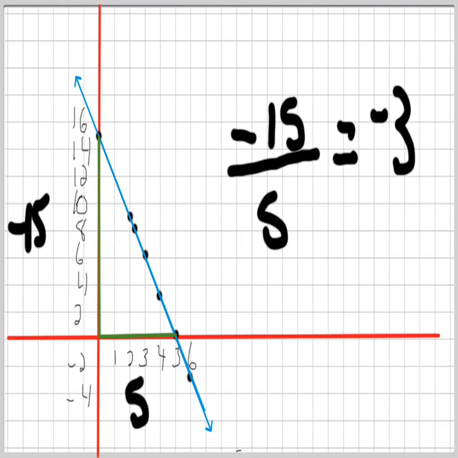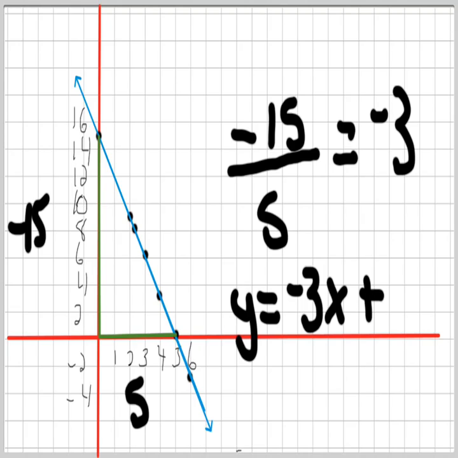Now I can write an equation for this line because I have both things that I need for writing equations. I have the vertical intercept and the slope. My equation, and I want you to write this down, is y equals negative 3x plus 15. Slope, vertical intercept. Anytime you have both of those, you can write the equation of the line.